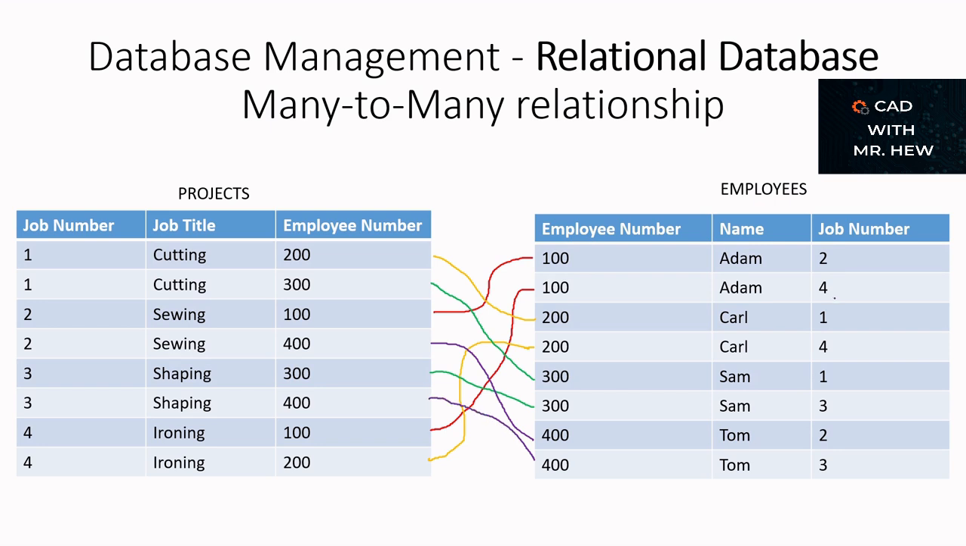So what we're saying is many employees can be assigned to many projects, and many projects can be assigned to many employees. So these two charts show the many-to-many relationship in a relational database. So this brings us to the end of today's video. We looked at the three types of relationships that you have. You have the one-to-one, one-to-many, and many-to-many relationship.